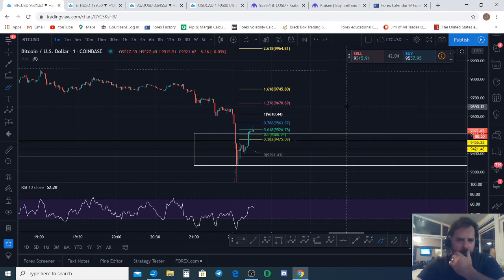Engulfing candles are on the 5 minute chart, 15-minute chart, any time frame really, but I trade small time frames.